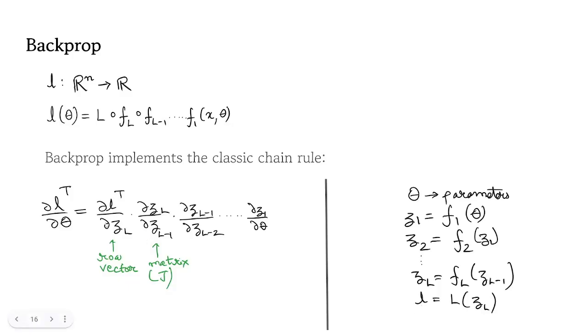So derivative of loss with respect to the output of the final layer. Note the loss is scalar. The input here is a vector. So this quantity del L by del ZL, that is a vector. And here we take the transpose of that, resulting in a row vector. All of these other quantities represent the previous layers of the neural network, and each layer takes in a multidimensional vector and returns a multidimensional vector. So all of these are matrices, all of these are Jacobians.